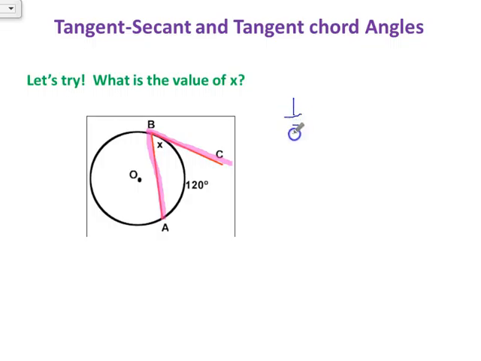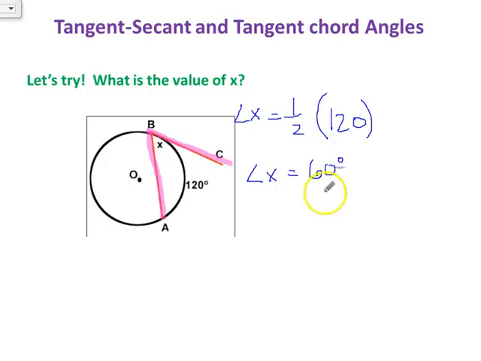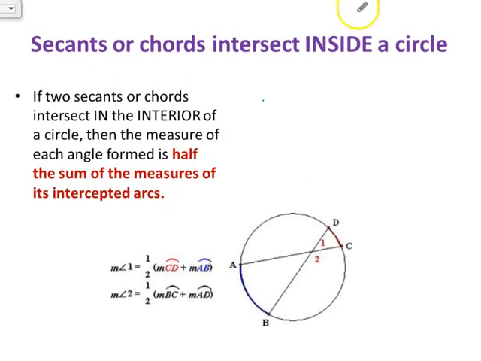So 1/2, we've got 120. So that's going to give our measurement of angle x there. So 1/2 of 120 is 60 degrees. So it'd be 60 degrees. I'm going to go on to the next slide. If you need more time, go ahead and click pause.